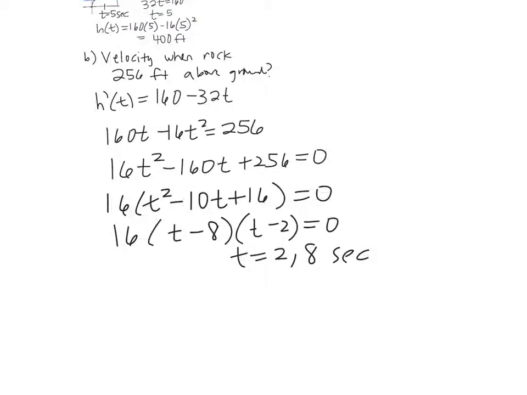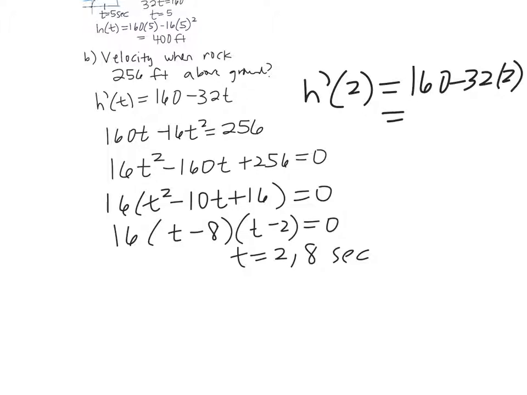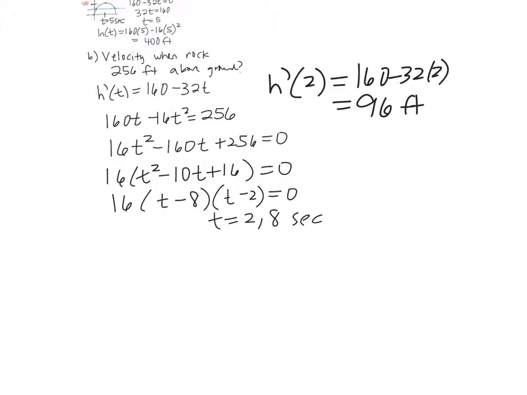I haven't answered the question I've asked yet. What's the velocity? Don't you have to plug this in? Yeah, you plug it into the derivative. So you're going to do h prime of 2. You plug it in: 160 minus 32 times 2. 96 feet per second. Velocity is a rate. It's a speed. So the rock's going 96 feet per second. That's the instantaneous rate, the slope of the tangent on the way up.